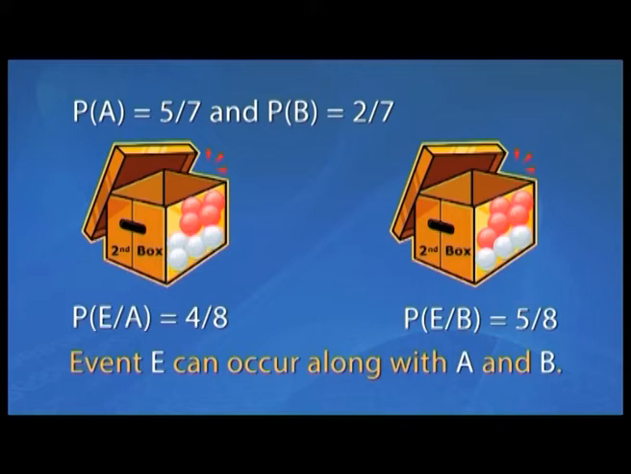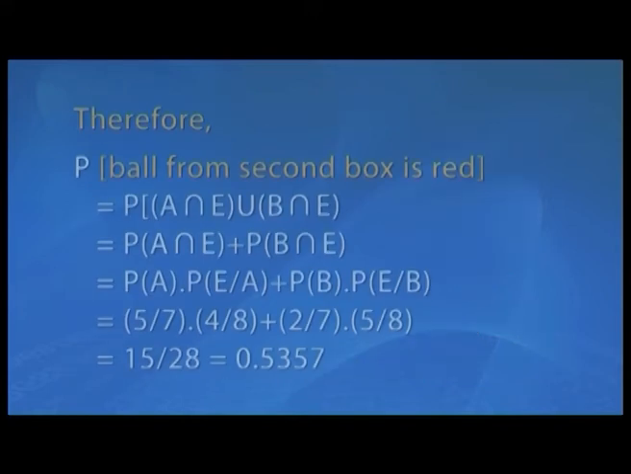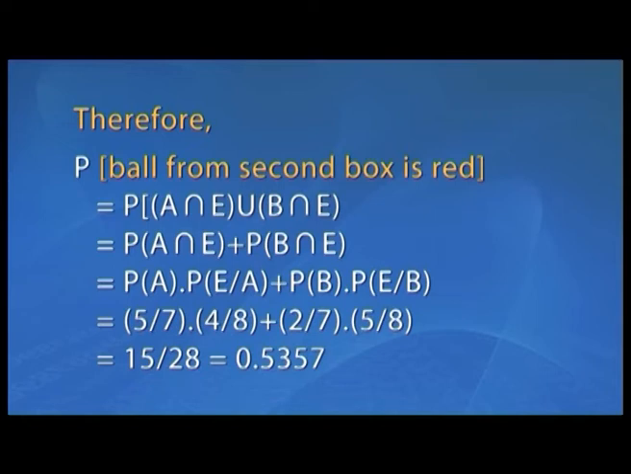Event E can occur along with A and B. Therefore, probability that the ball from selected box is red is equal to probability of A intersection E union B intersection E is equal to probability of A intersection E plus B intersection E, which is equal to P of A into P of E given A plus P of B into P of E given B is equal to 5 by 7 into 4 by 8 plus 2 by 7 into 5 by 8, which is equal to 15 by 28, which is equal to 0.5357.